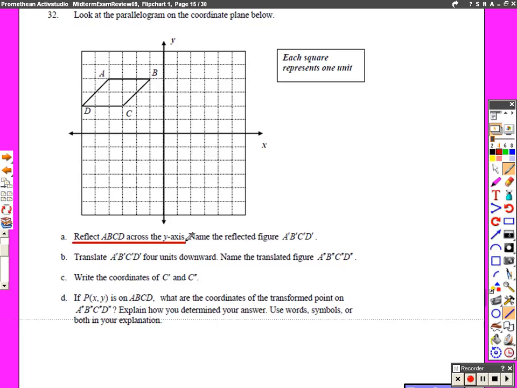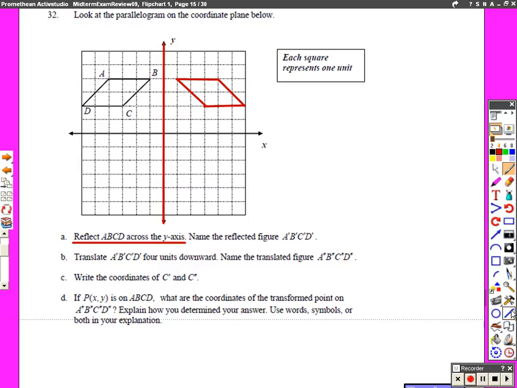What that means is you're going to take the x values and invert their sign. So if you imagine this is a mirror, you're going to flip this guy over that mirror and reflect it. So I think that's about right.